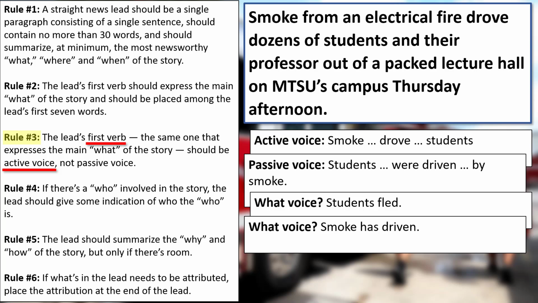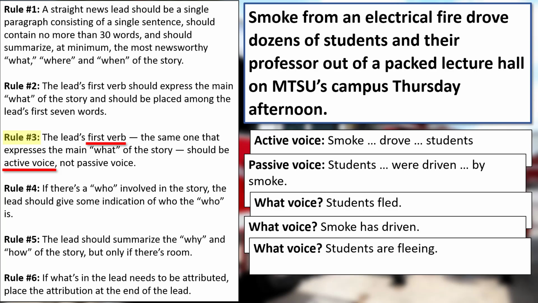How about this one? "Smoke has driven." Well, again, think about the subject and the verb. The verb is "has driven," okay? And the subject is smoke. So is the verb indicating that smoke did something or that smoke had something done to it? Well, smoke did something. It has driven, or it has done something, I guess.